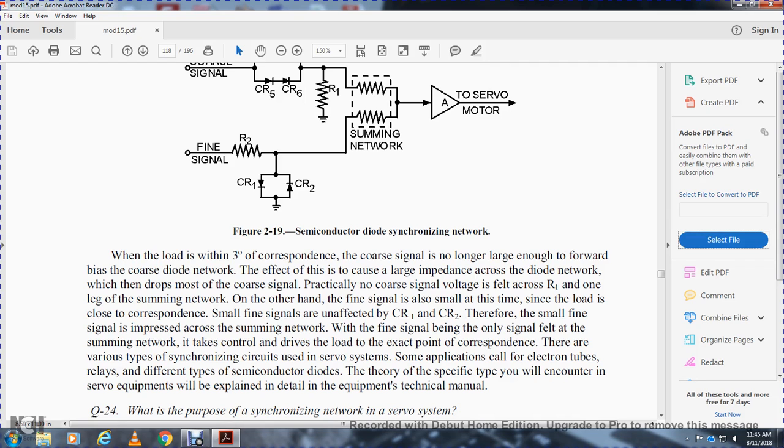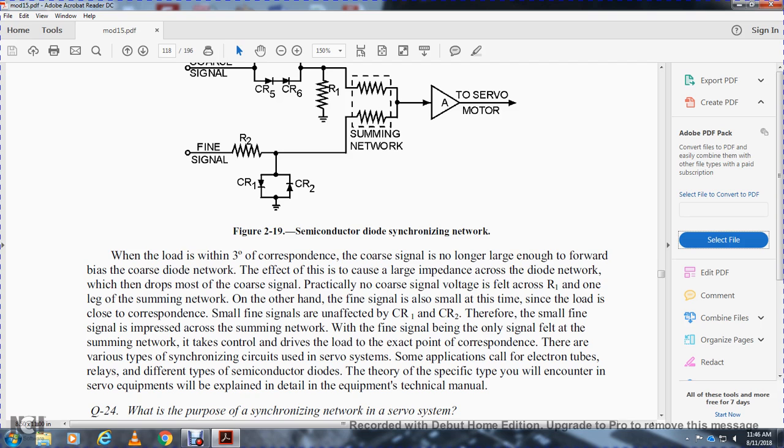1 leg of the summing network. On the other hand, the fine signal is all small. Since the load is close to the corresponding small fine signal, the effect with the control rectifier controls rectifier 2. Therefore, the small fine signal impressed across the summing network, with the fine signal being the only signal felt, would add to the summing network of the take control drive with the load at the exact point over the corresponding.